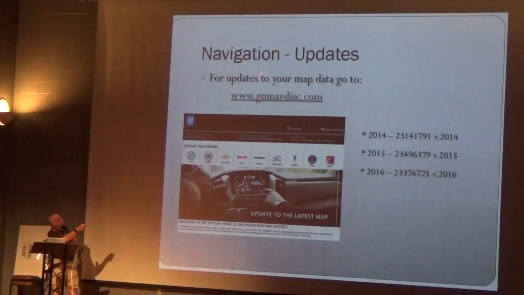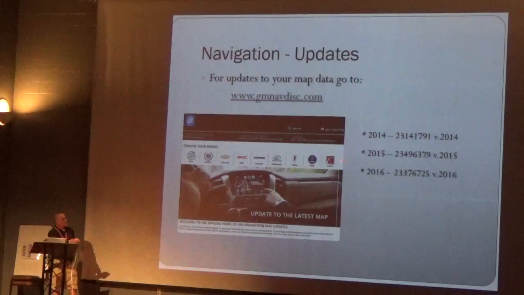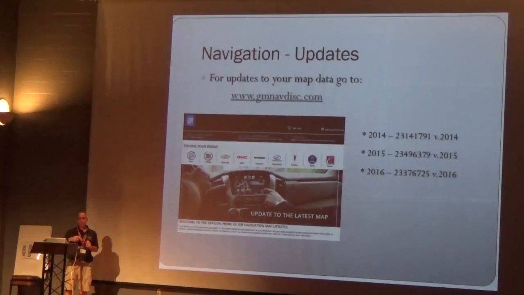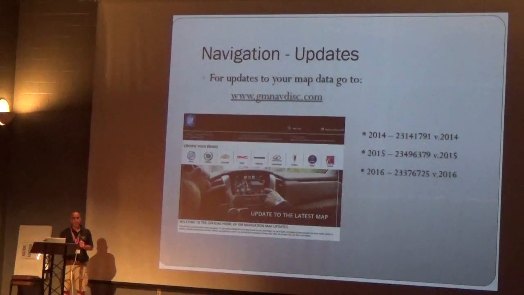You need to go to gmnavdisk.com. In your version history, you can actually look at what your map version is. You have to go to Settings, Vehicle, Software, and scroll down to the bottom, and there's a section that says Map Data. And when you look at map data, you're likely to see one of these three numbers.